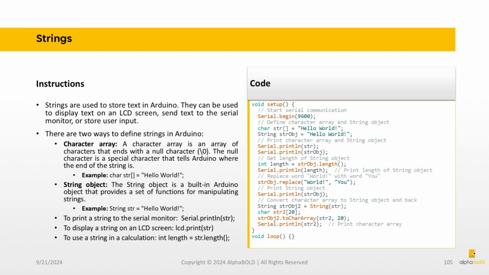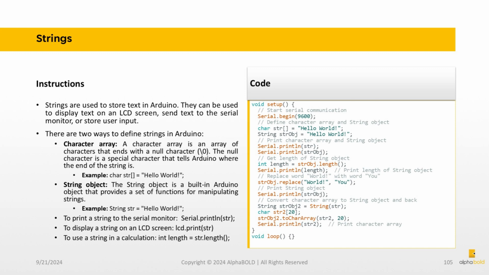Character array. A character array is an array of characters that ends with a null character, \0. The null character is a special character that tells Arduino where the end of the string is. Example: char str[] = "hello world". String object. The String object is a built-in Arduino object that provides a set of functions for manipulating strings. Example: String str = "hello world".